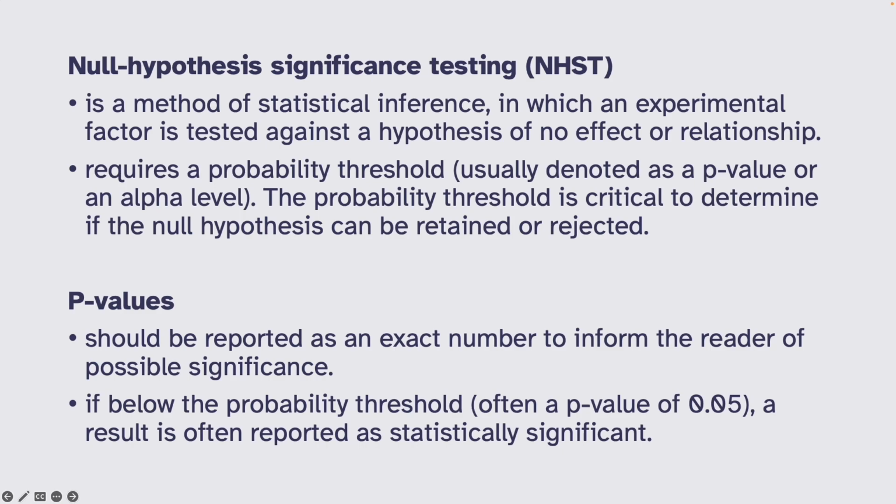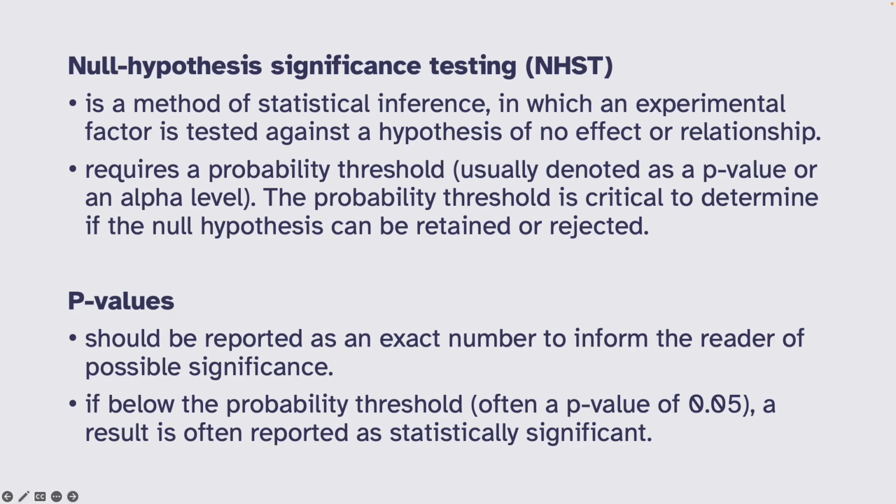Null hypothesis significance testing is the most commonly used method of statistical inference. Simply, you are testing against a hypothesis of no effect. Critical to null hypothesis testing is the probability threshold. This is usually denoted as a p-value or an alpha level. The probability threshold is important to determine if the null hypothesis can be retained or rejected.